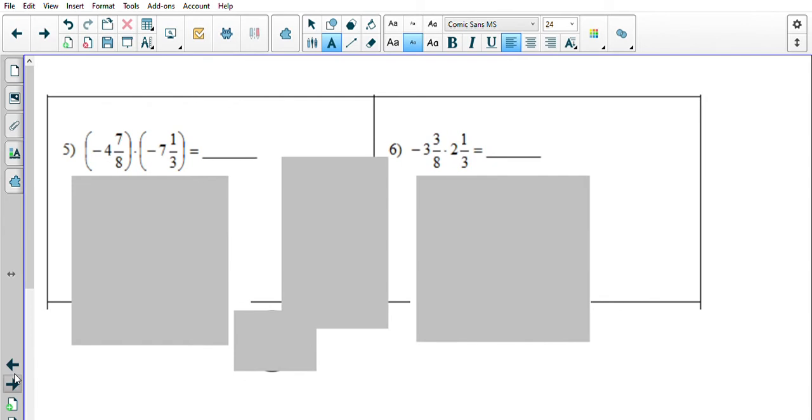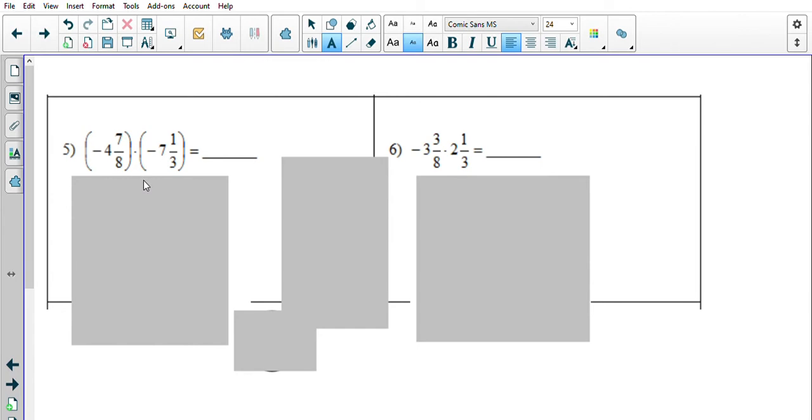All right, now let's mix in some mixed numbers. So in number 5, I have negative 4 and 7/8 times negative 7 and 1/3. So a quick reminder, negative 4 and 7/8, if I want to change that to an improper fraction where the top is bigger than the bottom, I'm going to take 8 times 4, which is 32, the denominator times the whole number, and then I'm going to add 32 and 7, which is my numerator. So that will be 39 over 8, keep the denominator the same.